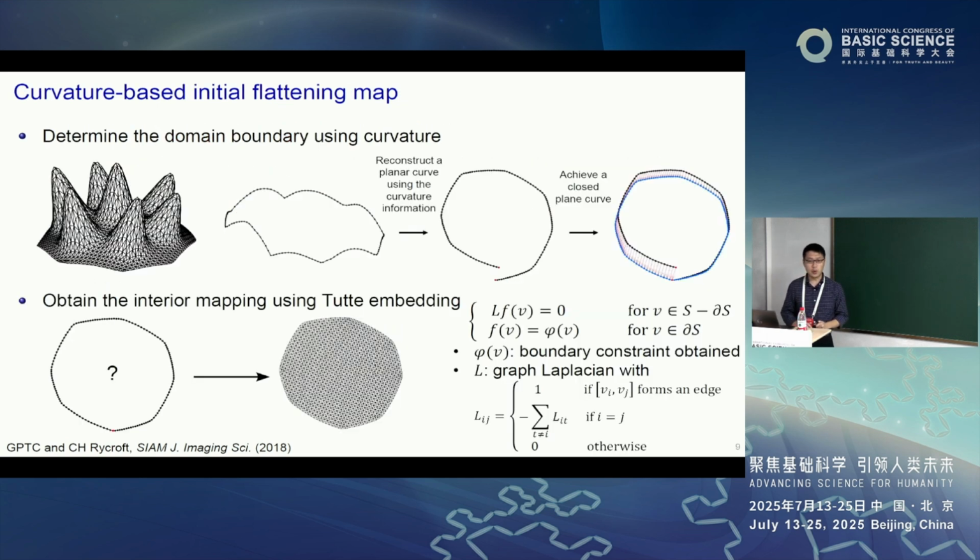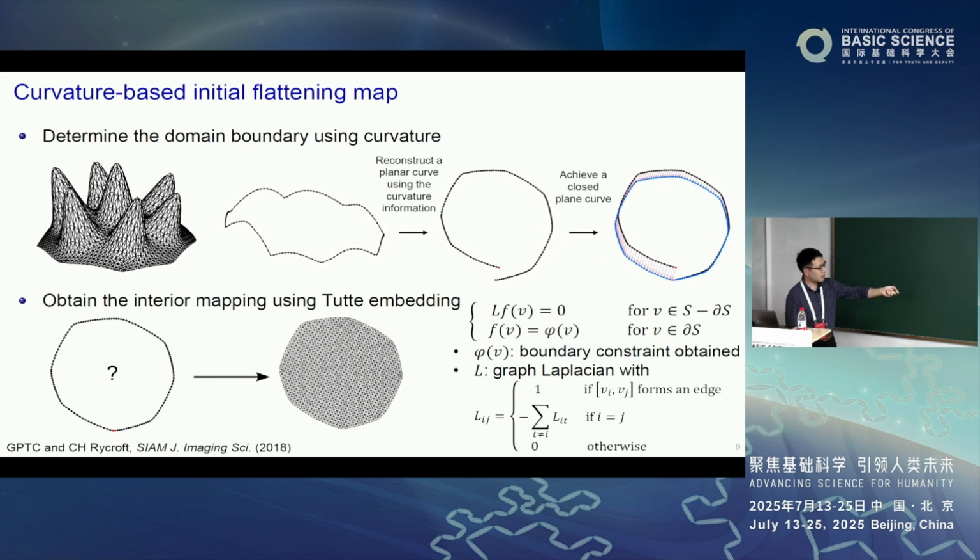So first of all, we want to achieve an initial flattening map. That means we are given one simply connected open surface, and we first want to find some way to flatten it onto the plane. Of course, there are many ways to flatten it onto the plane. But here, what we adopt is an approach where we first handle the boundary of that shape, and then we handle the interior of that shape.